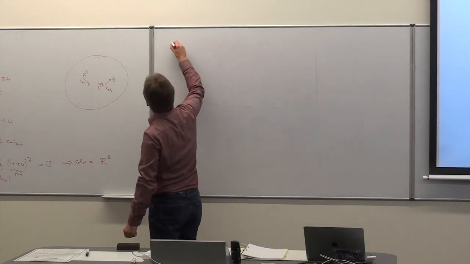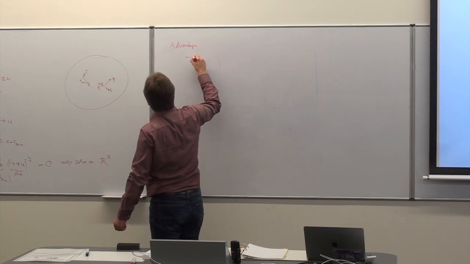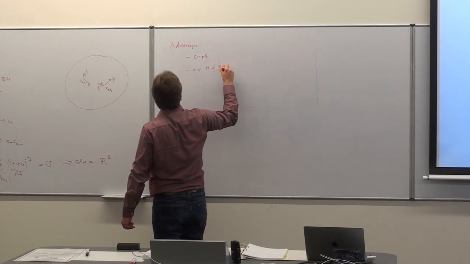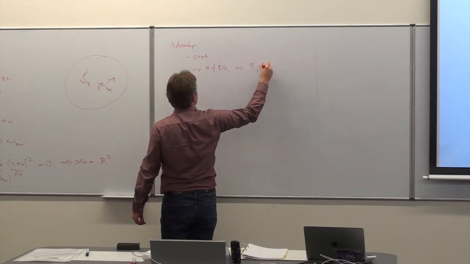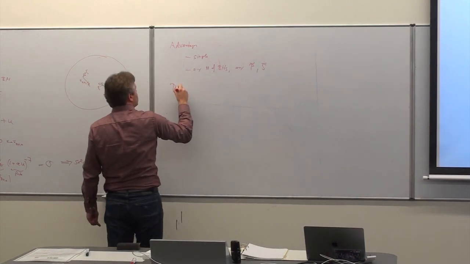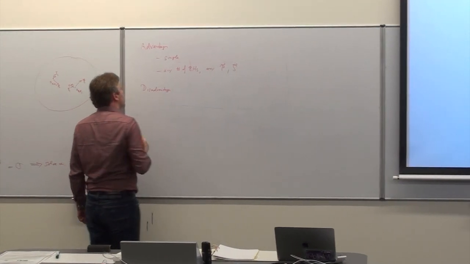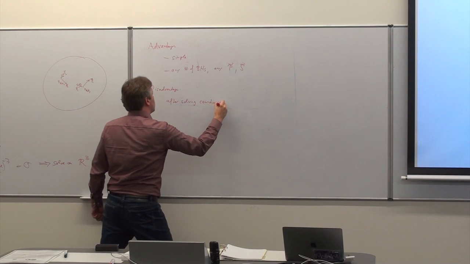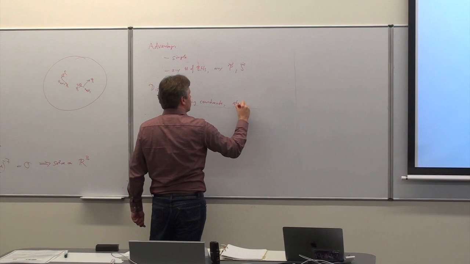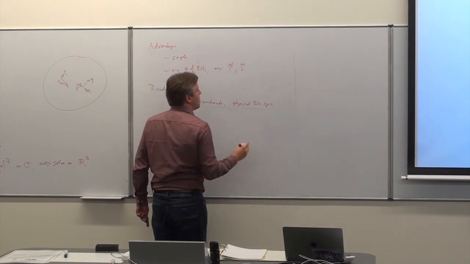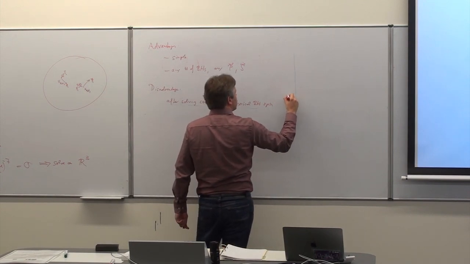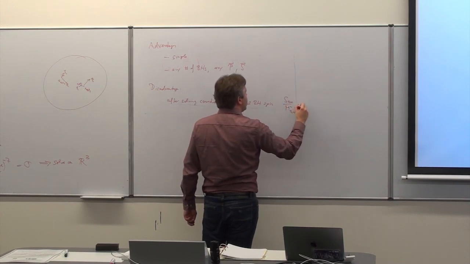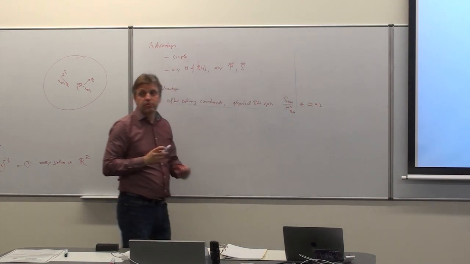So the advantage of puncture data, it's quite simple. Any number of black holes, any momenta and any spins of the black holes. But the disadvantage, after you have solved the constraints, the physical black hole spin is, well, the spin you're specifying divided by the mass of the black hole squared. And those can only be as big as about 0.93 in puncture data.